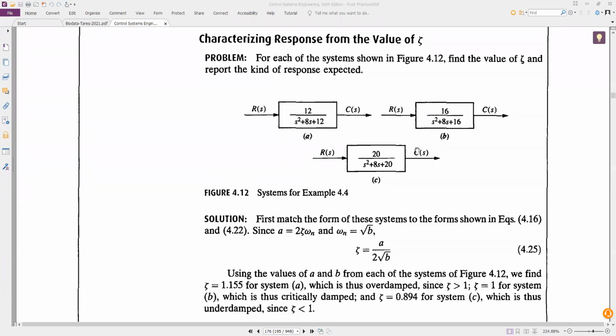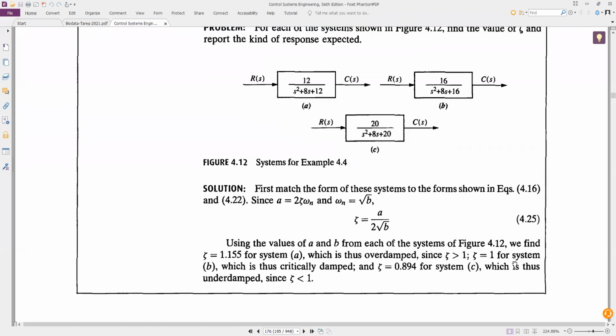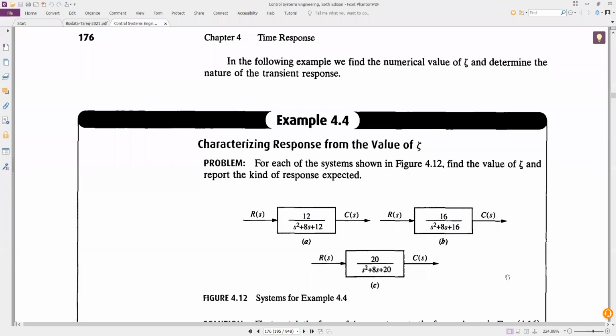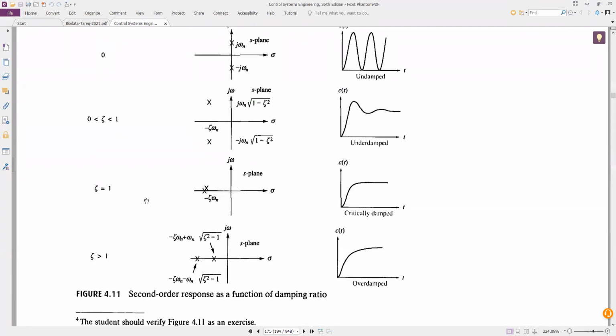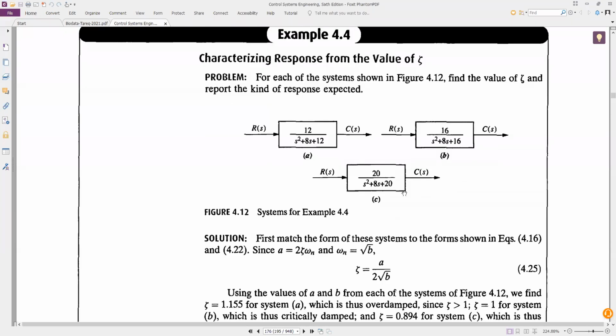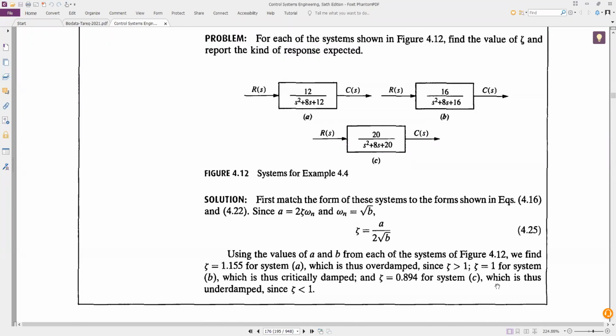So I will not show you now, but you can do it, I think, right? Can you do it? Yes, sir. In the first one, they are all the same, 1.15, so overdamped. And the second one would be 1, which is critically damped. The third one would be less than 1, which is underdamped. So if zeta is equal to 1, then it would be critically damped. If it is less than 1, then it is underdamped. So just do the calculation and check here.